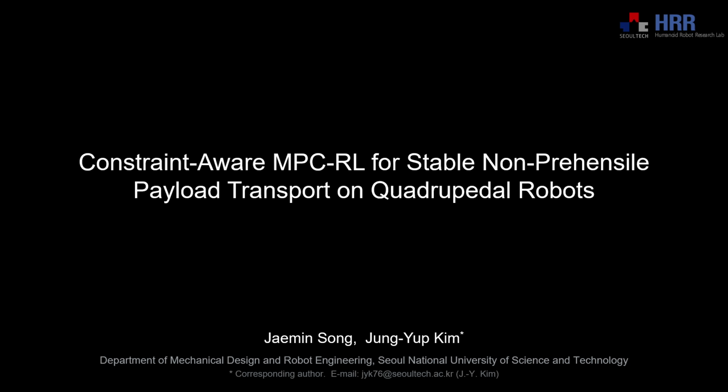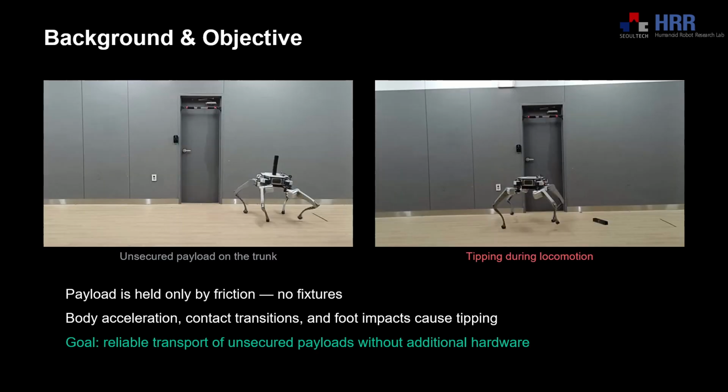Constraint-Aware MPC-RL for stable non-prehensile payload transport on quadrupedal robots. A quadrupedal robot can traverse terrain that wheeled robots cannot, which makes it useful for transport tasks. One of these transport methods is non-prehensile transport, in which the payload is simply placed on the trunk, so that objects can be loaded and unloaded without a gripper.